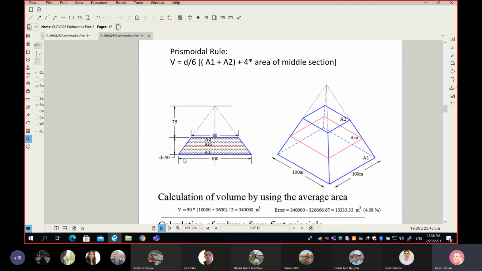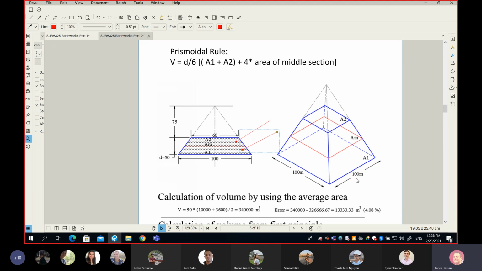And my question for you is, what is the volume of this part here? Okay? What is the volume of this part here? And then what we will do is we will simply try to use the average end area method, and we'll see how much it will give us. Let's do that, please.